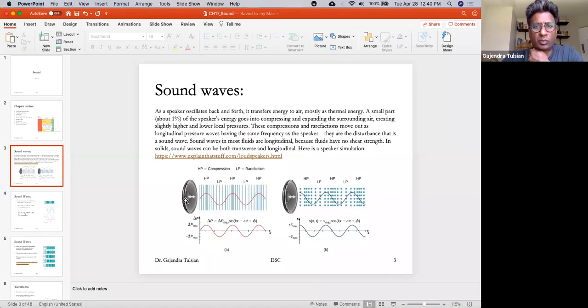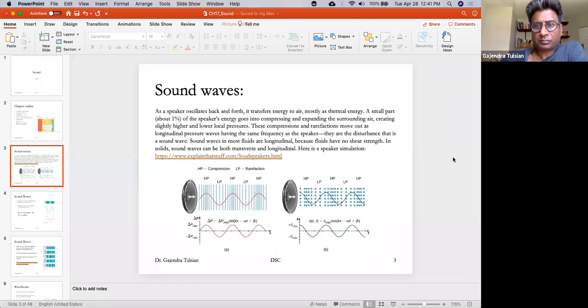So when a diaphragm moves back and forth, it's producing sound in this region. And interestingly, as the speaker oscillates back and forth, it transfers energy to the air, mostly as thermal energy. Most of the energy transferred is just converted to heat. Only a small part, about 1% of the speaker's energy, goes into compressing and expanding the air. So only 1% is converted into sound energy.